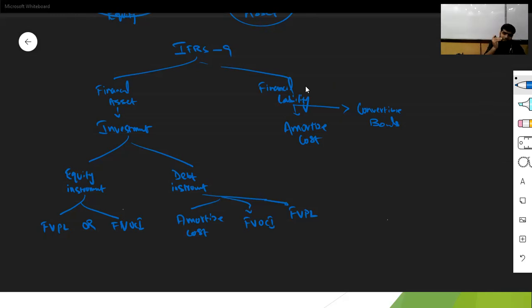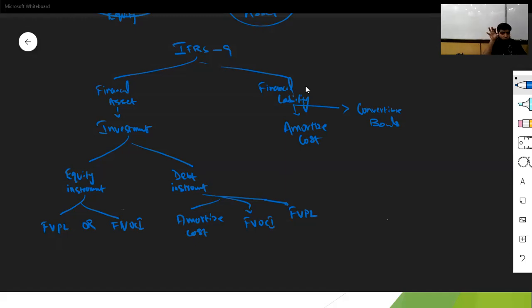That is, you may recognize this investment through amortized cost, through fair value through OCI, or you may recognize this one as fair value through P&L. So there are three different options. And then we will move on towards the financial liability.